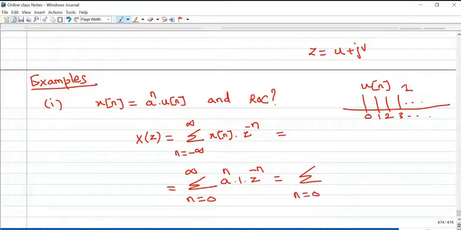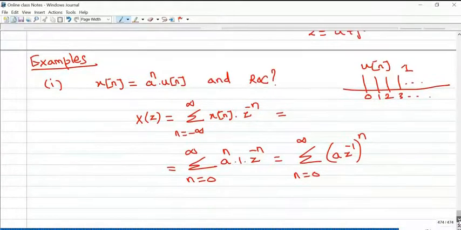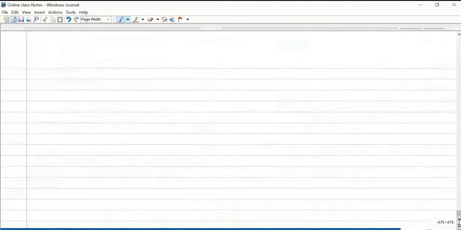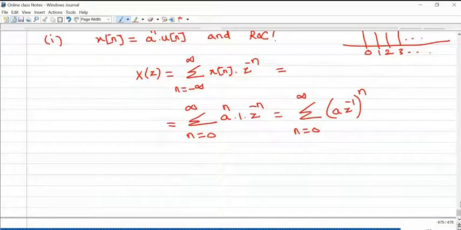So we can rewrite this equation as the summation from 0 to infinite of a power n. The formula: summation from 0 to infinite a power n. What is the result? 1 divided by 1 minus a. But what is the condition? The a must be less than 1. Just recall the formula.